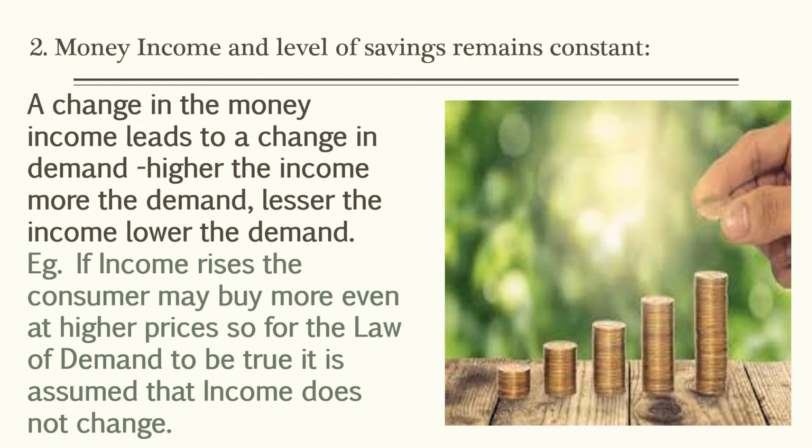Let me give you another example. Suppose a person has earned some more income. Even though fruits are expensive in the market, he still buys more fruits, even at a higher price, for the simple reason that his income might have increased. This goes totally contrary to the law of demand that says at higher prices, less is demanded. So for the law to be true, we must assume that income remains constant, so that at higher prices, less is demanded, and at lesser prices, more is demanded.